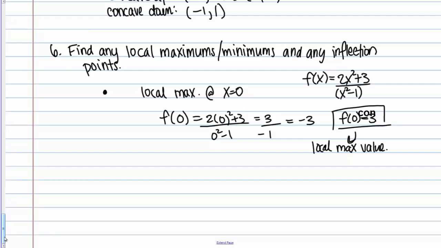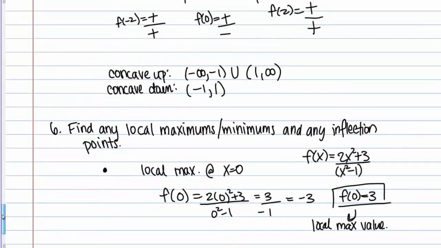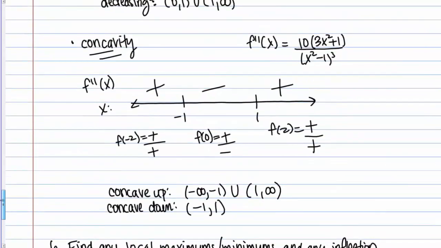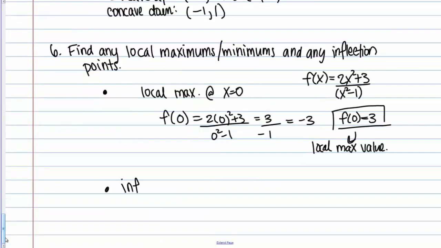So now let's think about any inflection points. We found any local extrema. What about any inflection points? If I scroll back up to my information about concavity, inflection points are places where the concavity changes. So what do I have here? Well, I have 2 places where the concavity changes, right? Negative 1 and positive 1. It's concave up, and then concave down, and then concave up. Let me write this down, and then I'll make another point here.